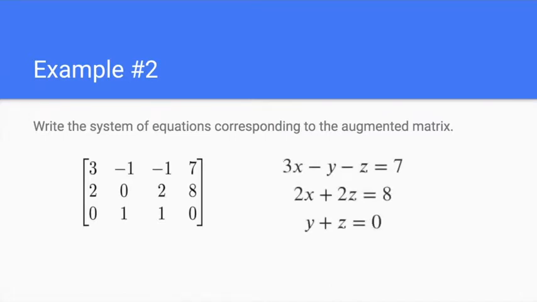Alright, here's our solution to this example. 3x minus y minus z equals 7. 2x plus 2z equals 8, and y plus z equals 0.